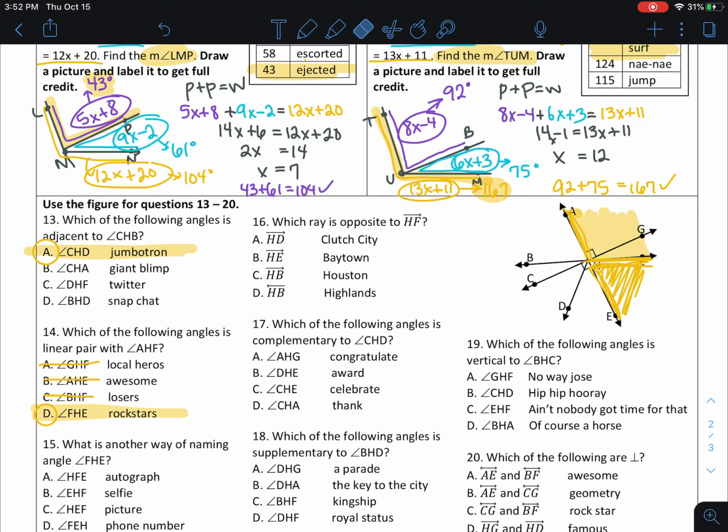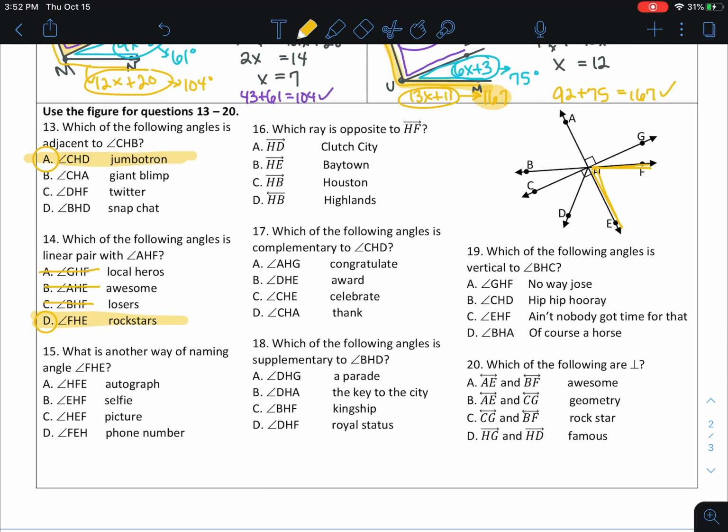Okay, moving on. So the next one says, what's another way of naming FHE? So let's see, FHE. Well, you don't really need to look at it to figure that out, but if you wanted to look at it, that's fine. EHF. That's the only other way we can name FHE. So EHF, there it is.